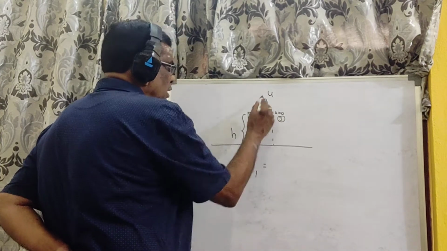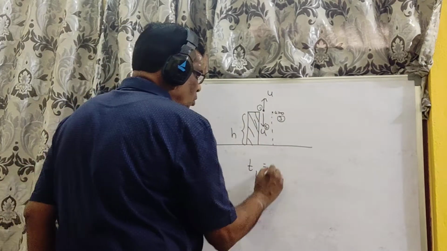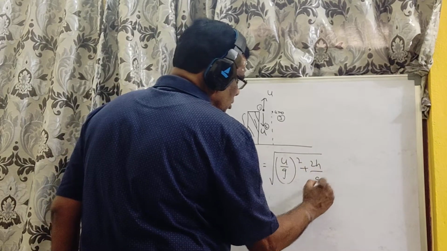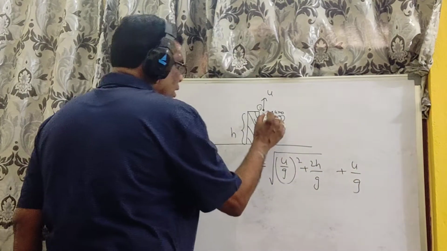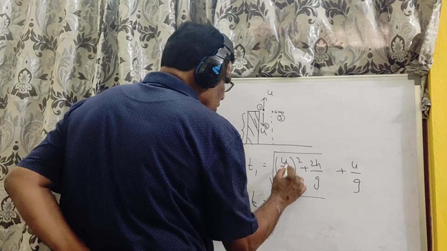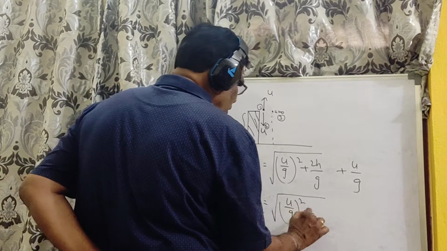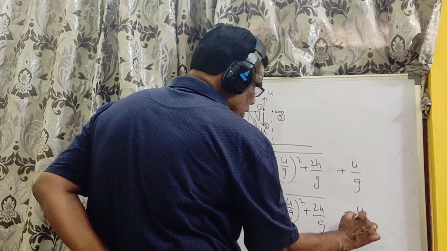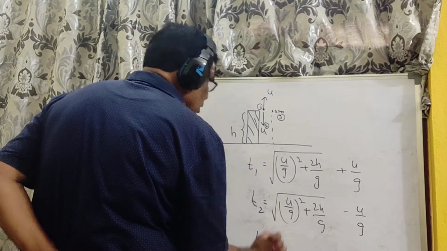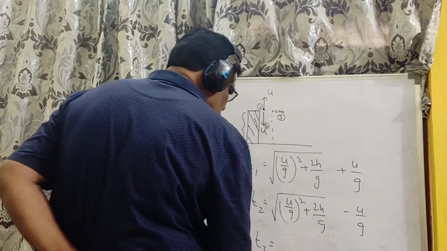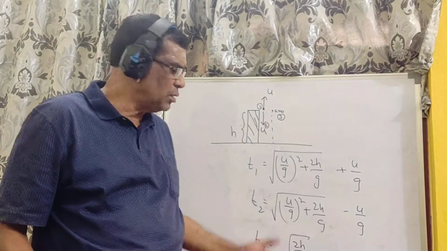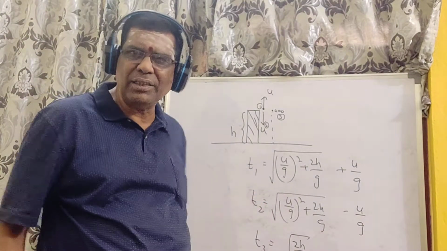Time of flight in the first case, projected up from a height h. Then you know how to write this expression: u by g whole square plus 2h by g, plus u by g. And then what is the time of flight in the second scenario? This will not change because every factor is the same except this. That is okay. No, but what is T3? u is 0, so what? 2h by g.